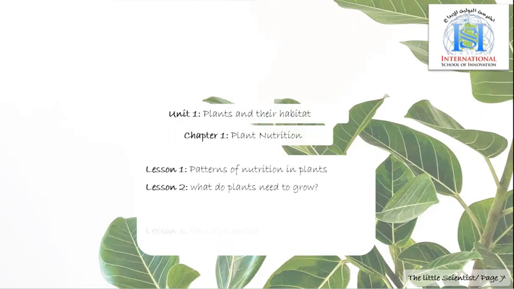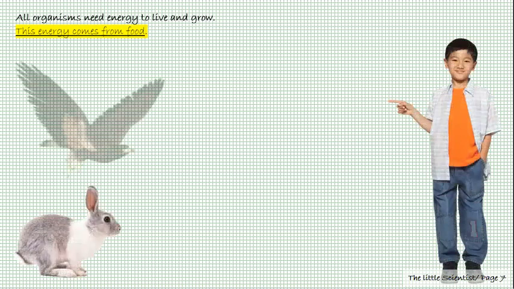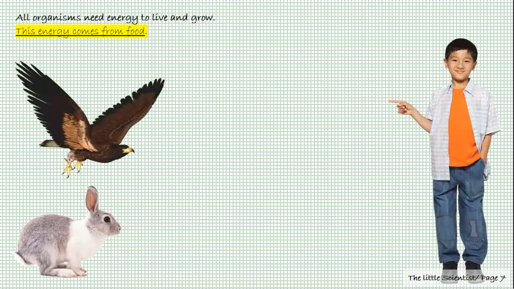Our first lesson is about ways or patterns of nutrition in plants. Plants are organisms, so they need energy to live and grow. When we say organisms, we mean living things such as people and animals. So people, animals, and plants are organisms or living things. Living things need energy to live and grow. Where do they get this energy from? They get it from food.